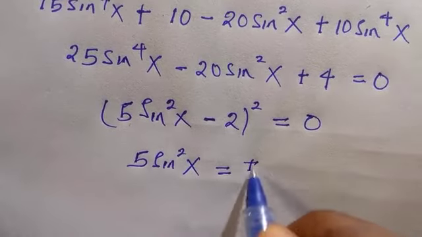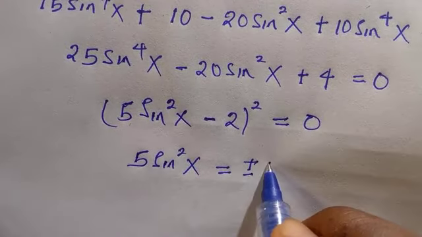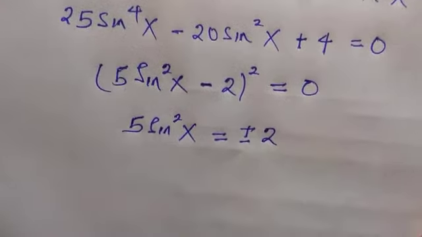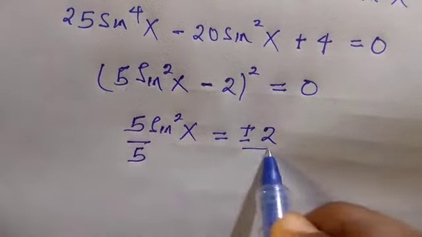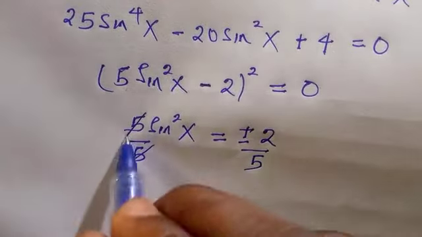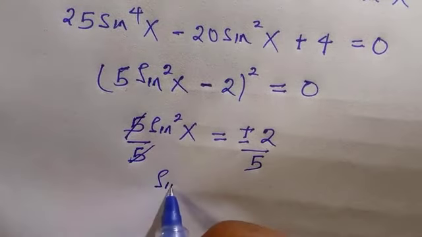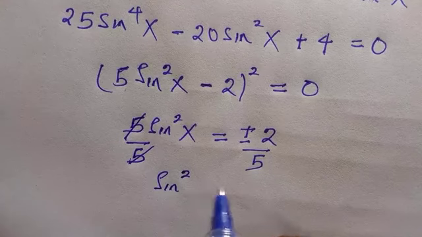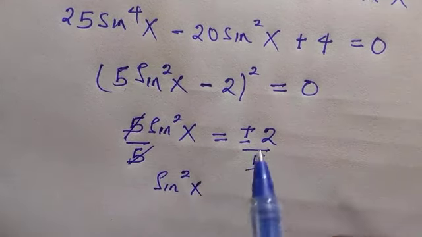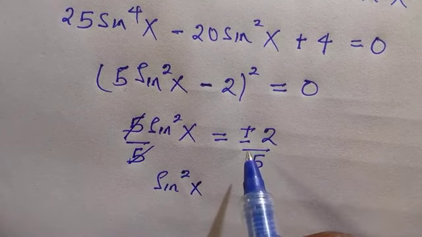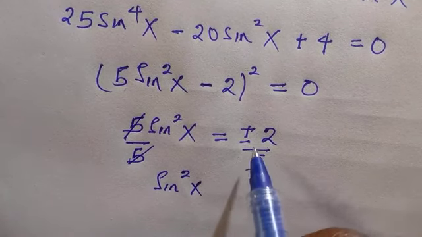We take this to the other side, which is coming with plus or minus 2, right? Because we have 0 there already. So then we divide both sides by 5. This cancels this, and here becomes sin²x, which equals plus or minus 2 over 5. But don't forget that it is 0 that owns the plus or minus.